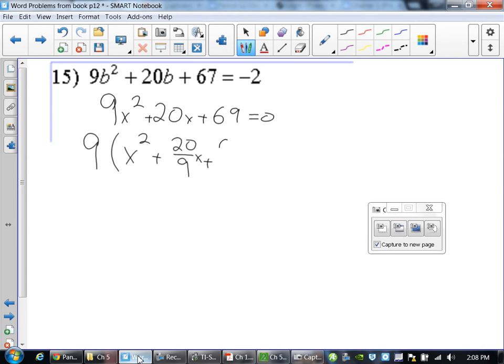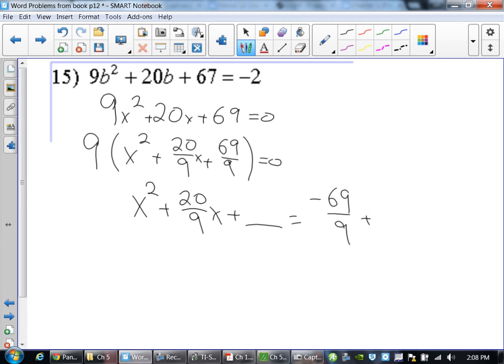You don't need the decimals. Fractions are really easy to use in this case. Get rid of the 9 by dividing everything out. And now I'm going to move the constant over to the other side. So we have x squared plus 20 over 9 x plus blank is the negative 69 over 9 plus blank.